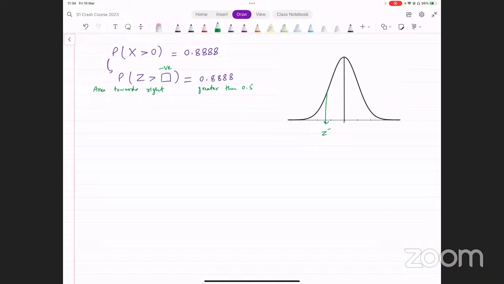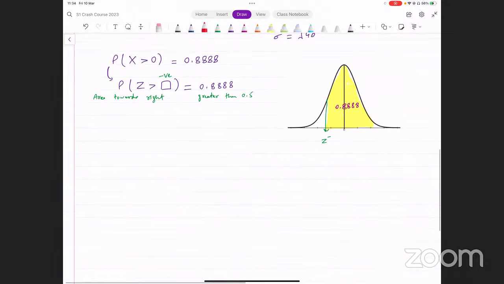All right. And we are given that this region, all of this area, is equal to 0.8888. Now, is this the standard form? It's not the standard form. For using the table, you need something in this form, z less than a positive number. It's not that standard form, so you can't use the table yet.